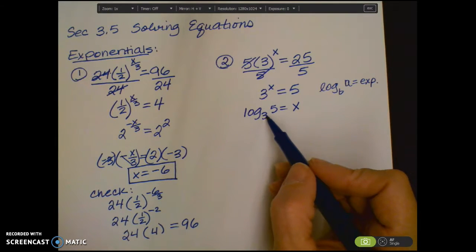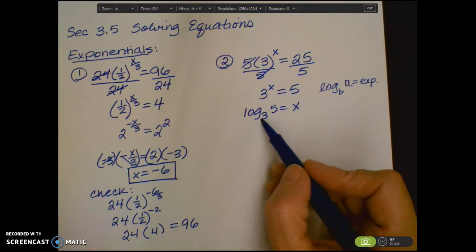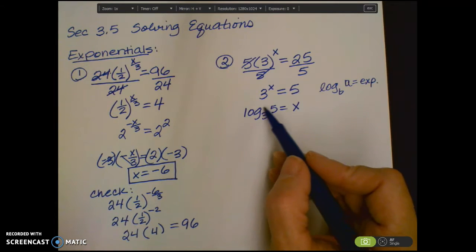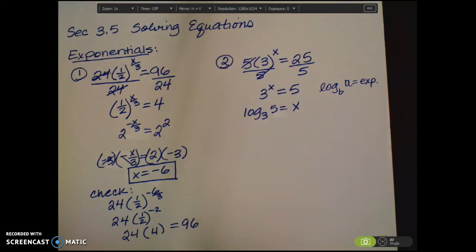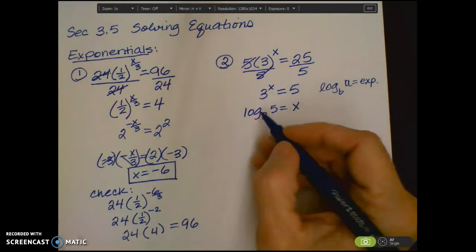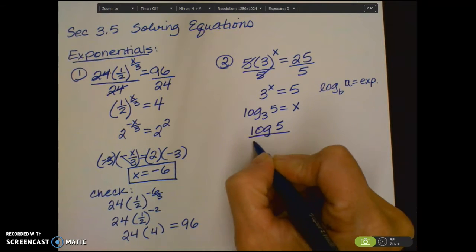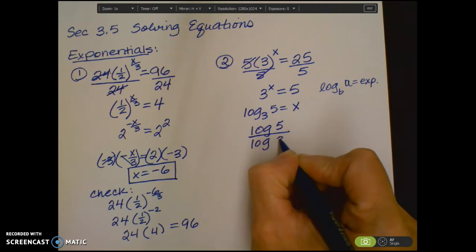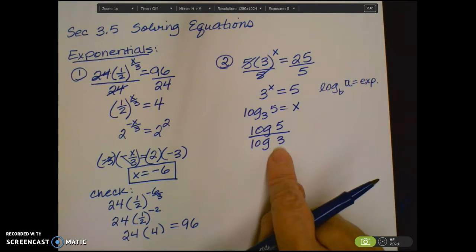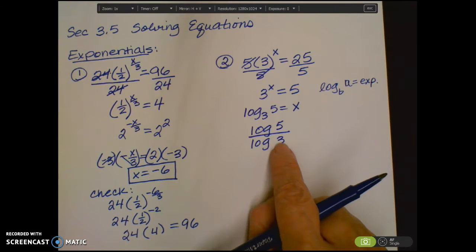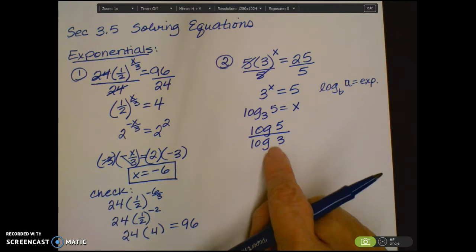If your calculator happens to have the operating system where you can change the base and make it any value, then you're going to type it in just as it looks here. If it doesn't, then you're going to use the change of base formula and do log of 5 over log 3. Remember, your base goes in the denominator. You can also do this with a natural log 5 and a natural log 3. You can do it with any base.